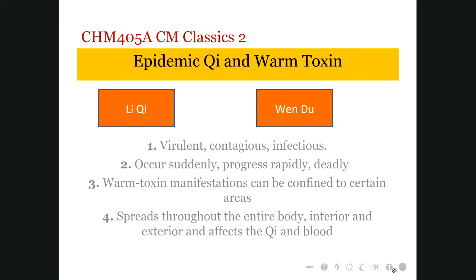Li Qi is a very contagious epidemic pathogen, and Wen is very warming toxins. So these two etiologies are not very friendly. They can all cause horrible suffering for the clients. Epidemic qi, Li Qi, can spread around the population, causing the same illness, but warm toxins do not necessarily spread if you don't have direct and close contact with the discharges. In general, they are all virulent, contagious, and infectious, occurring suddenly, progressing rapidly, and deadly.